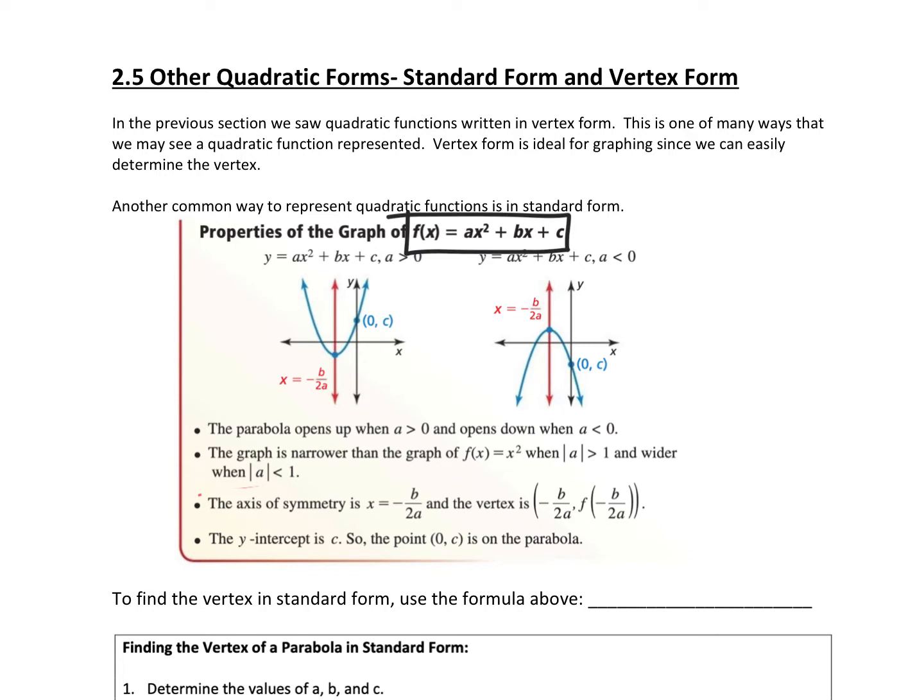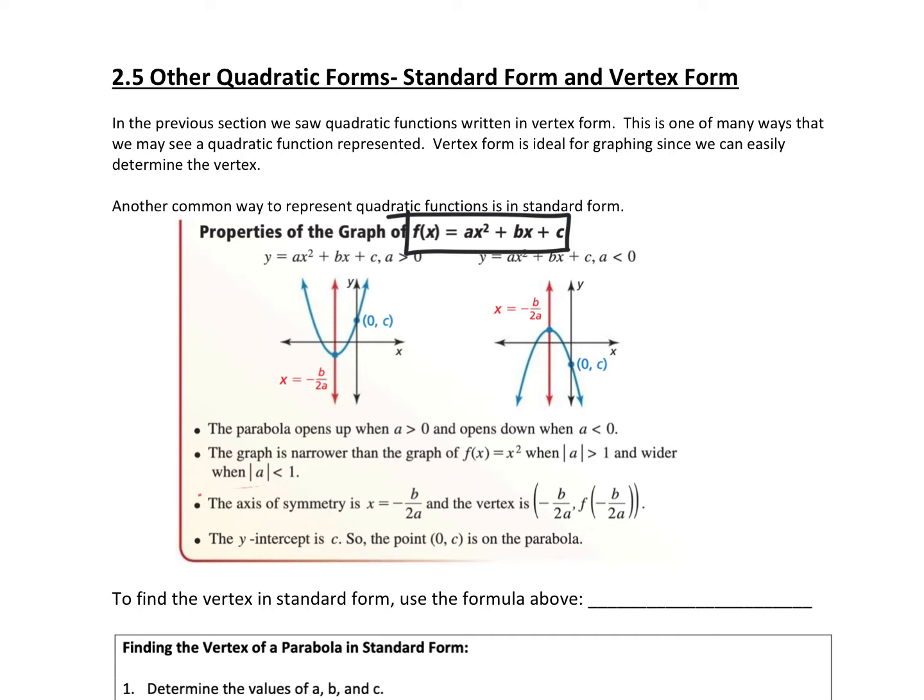The a value is the same a value as you would have in vertex form, so that if the a is positive, it opens up. If the a value is negative, it opens down, because that a value is still what makes it reflect. The a value still determines if it gets wider or narrower, but that's pretty much all you can get just by looking at it, and then everything else you have to solve for.